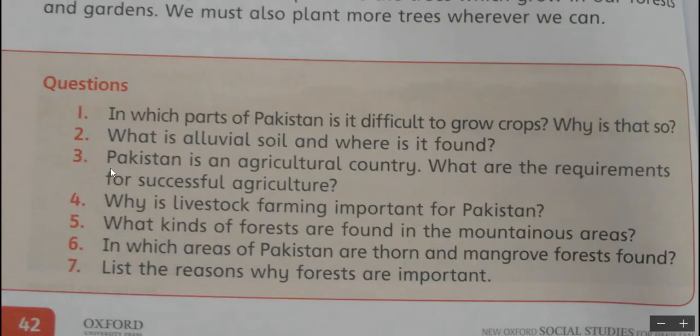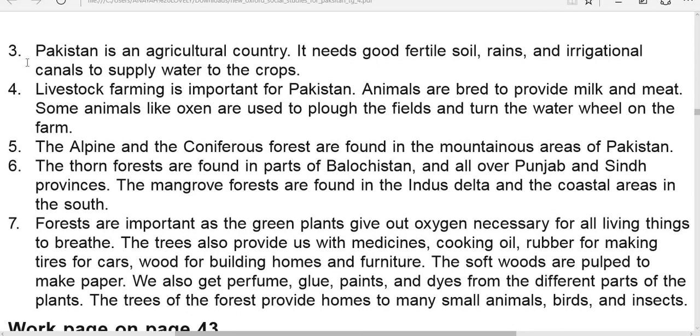Question number 3 is Pakistan is an agricultural country. What are the requirements for successful agriculture? And the answer of question number 3 is Pakistan is an agricultural country. It needs good fertile soil, rains and irrigational canals to supply water to the crops. This is the answer of question number 3.